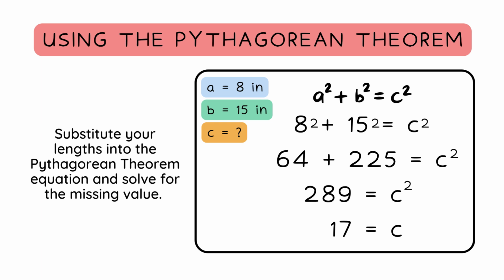Now, I'm going to use the Pythagorean theorem. 8 squared plus 15 squared equals c squared.